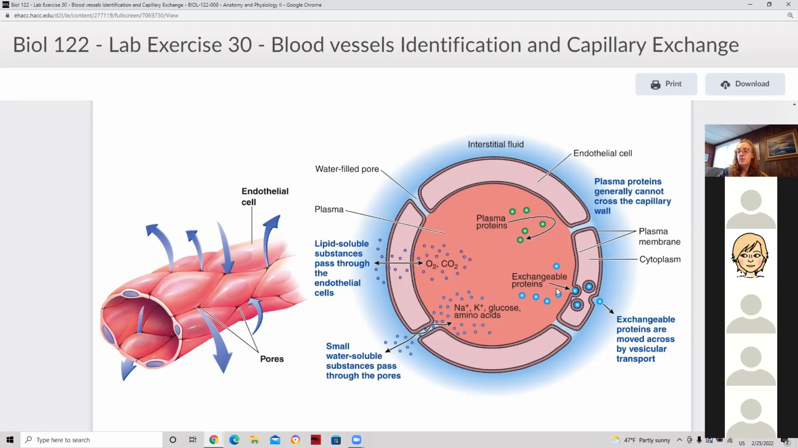We can sometimes move things via transcytosis. Remember that from last week? Being able to move things via vesicular transport: you take them in on one side by endocytosis, move them across the cell, and transcytosis ends with exocytosis on the other side.